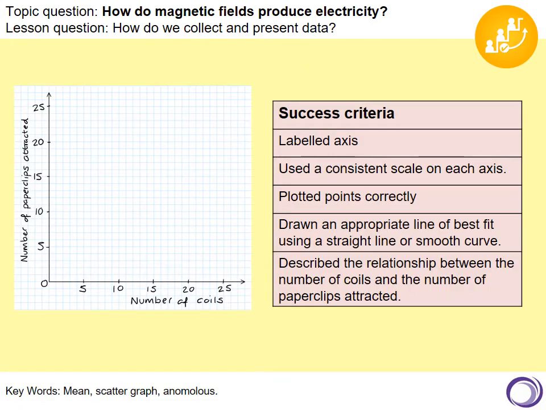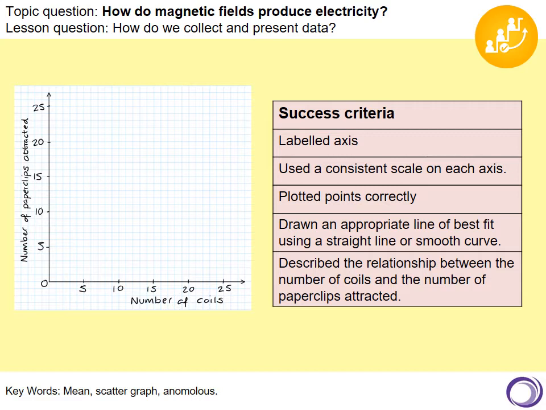Okay, so key things to remember are success criteria when we draw a graph. We must always label the axes, and if the values have units, we must include the units. We have to use a consistent scale. That means we have to have the same number of squares between each of our numbers. They could be different on each axis, but on one axis they must be the same.